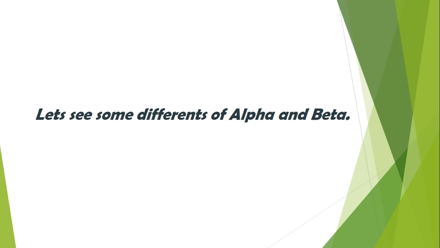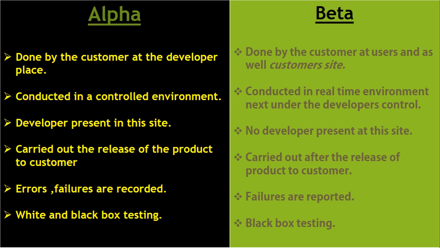Let's see some differences between alpha and beta testing, and which things differ from one another. Number one: alpha testing is done by the customer at the developer's place, but beta testing is done by customers at the users' or customer's side. This is the difference between alpha and beta.